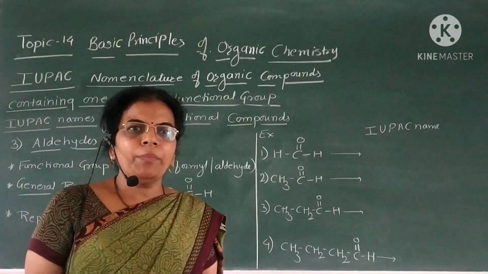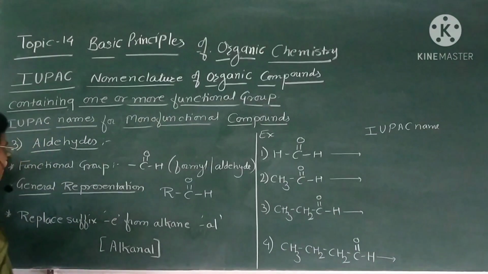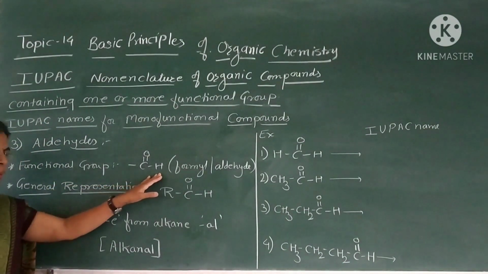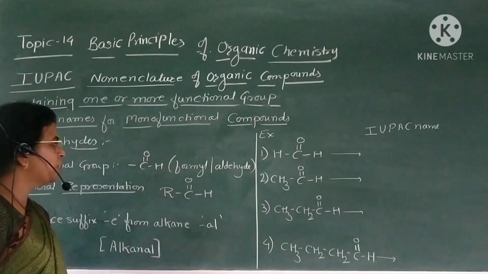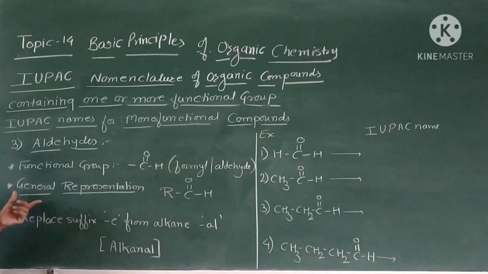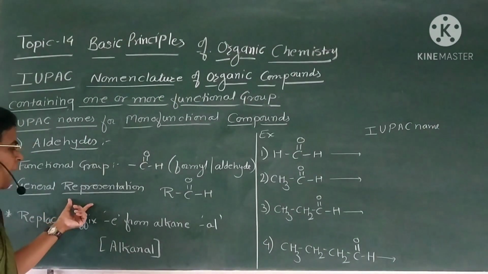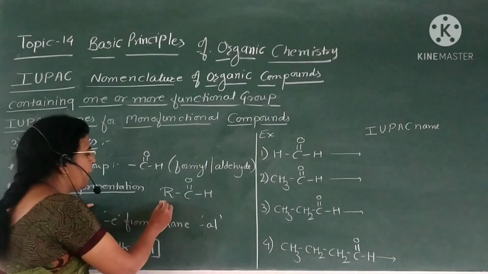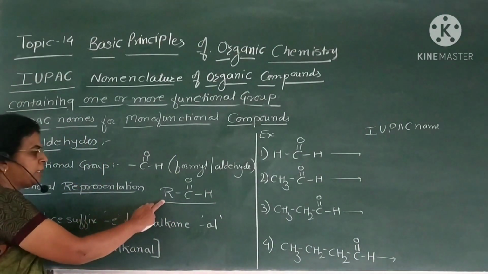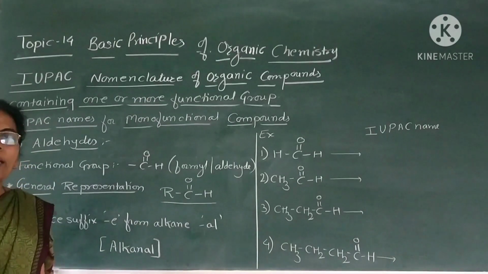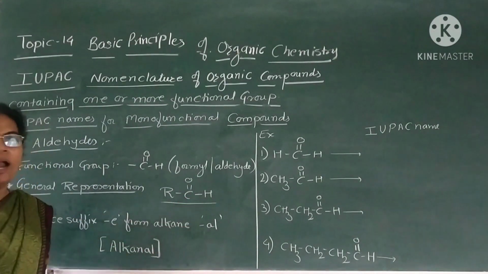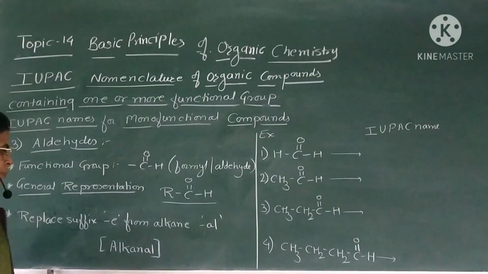Now the next compound we are going to see is aldehyde. The functional group of aldehyde is C double bond OH. The name of this functional group is formyl or aldehydic group. The general representation of this aldehyde compound is RC double bond OH, where R is a hydrocarbon radical or alkyl group, and the C double bond OH group is the aldehyde or formyl group.